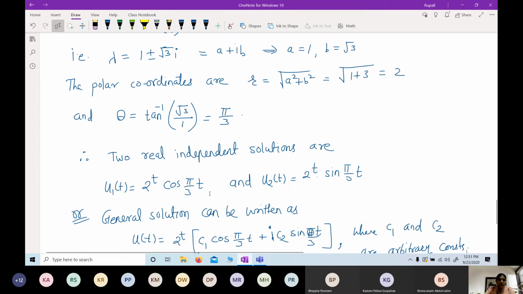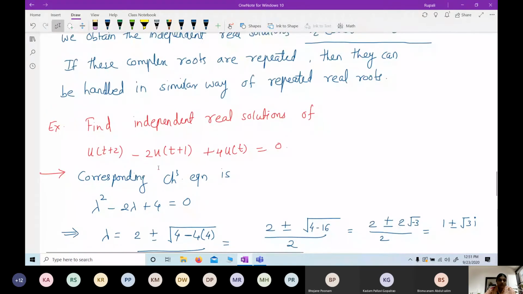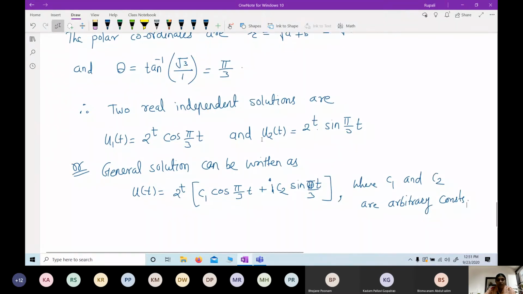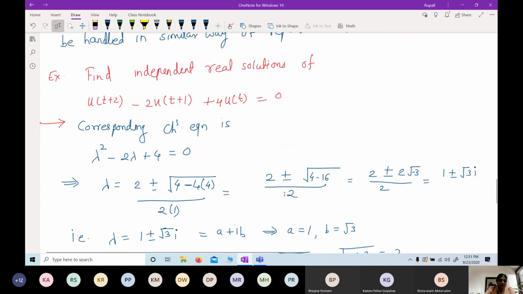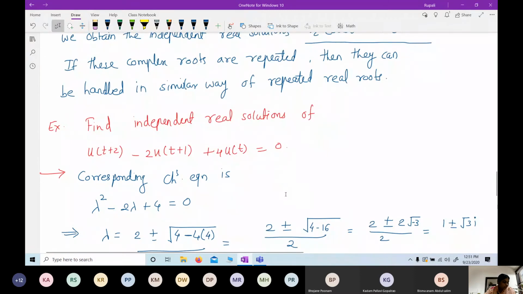If roots are complex, then the solution will be given like this. If we require two real independent solutions, up to here it is okay. If we require the general solution, then we can write like this. Is that okay? Now I will give some problems.